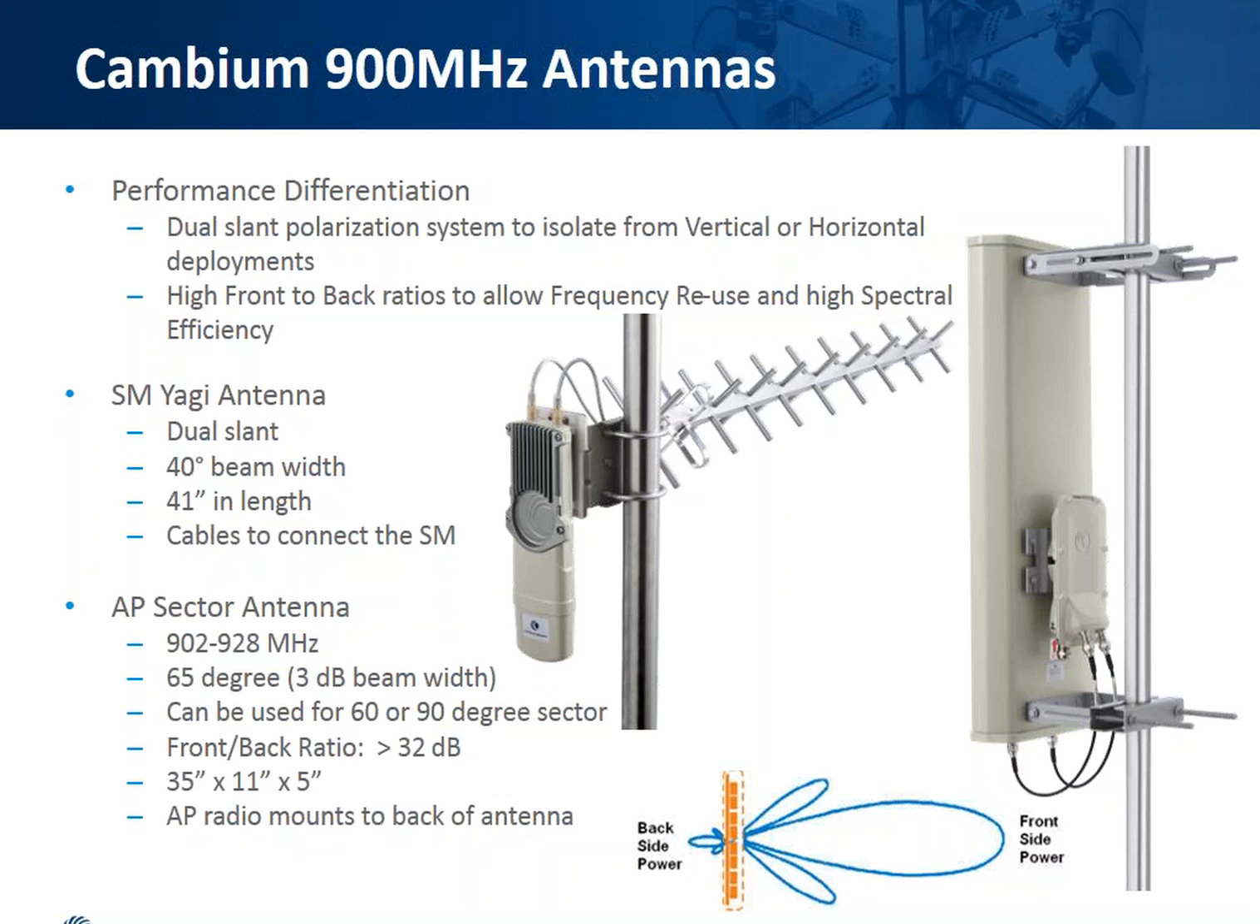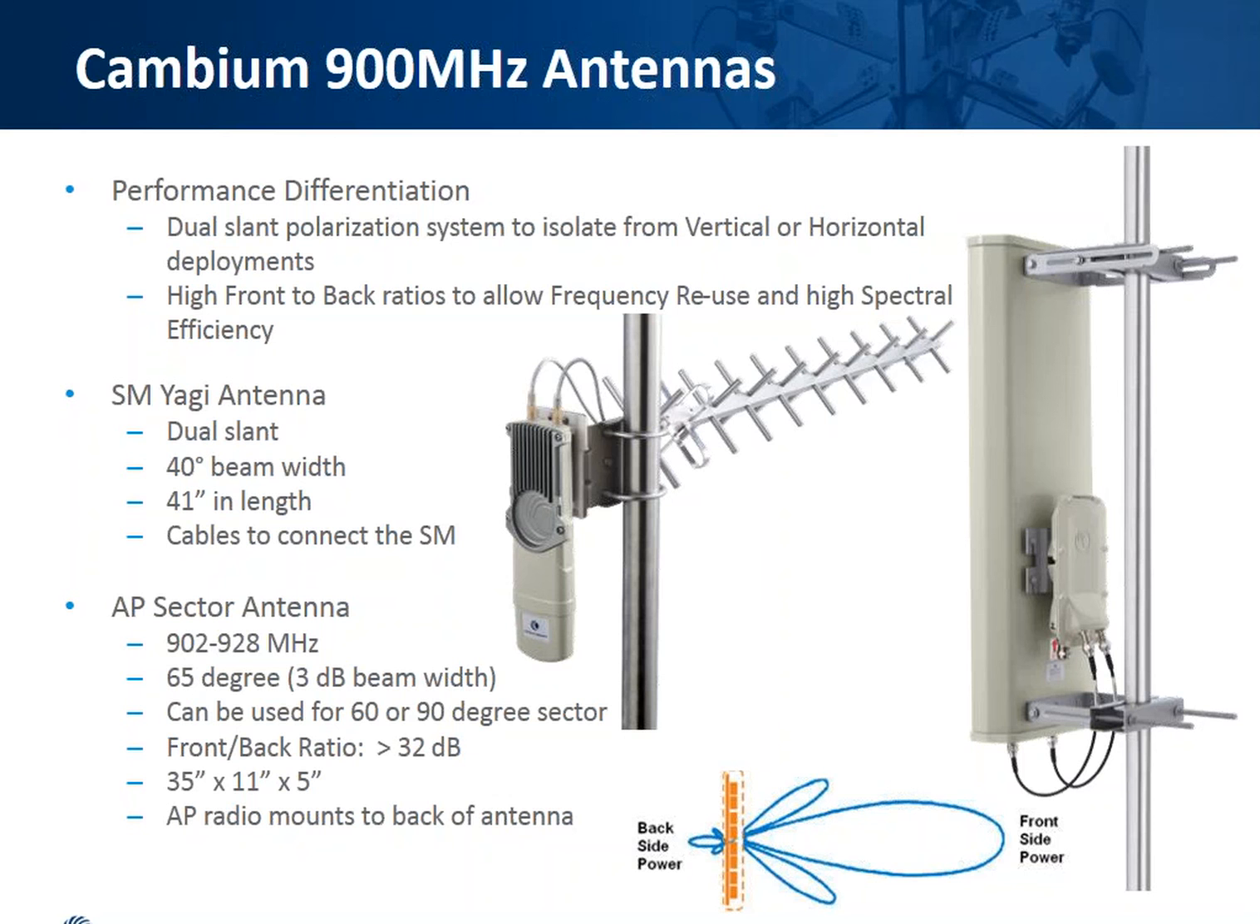On the Yagi side, it's about 41 inches in length, which is not super long, but it does provide 12 dB of gain. So it's not a bad antenna. And as you can see there in the picture, those cables come right off the antenna and hook right onto the RP-SMA connectors on top of the SM.